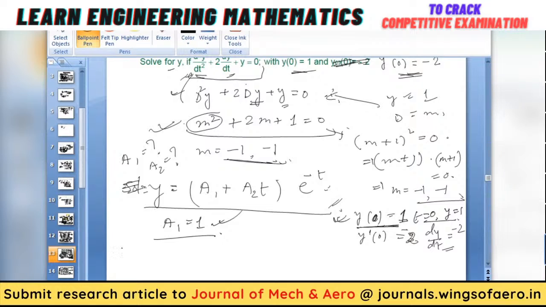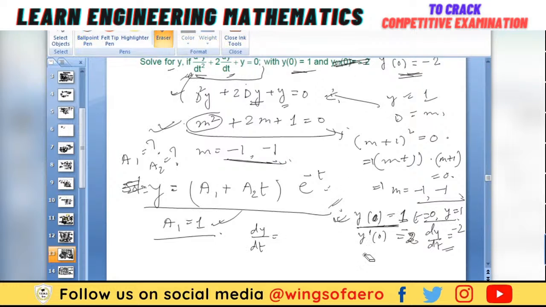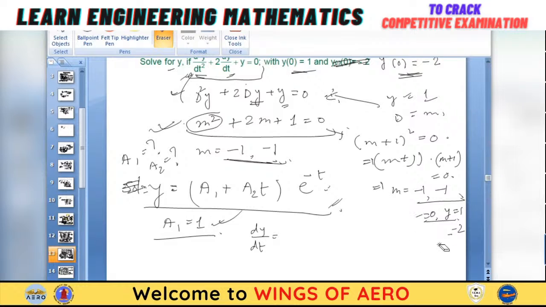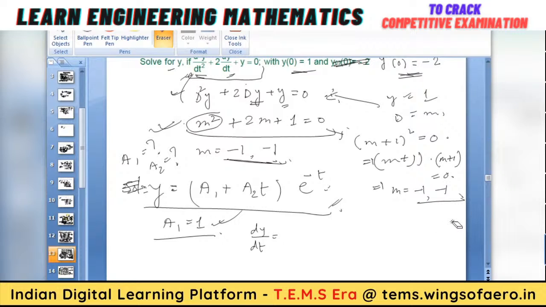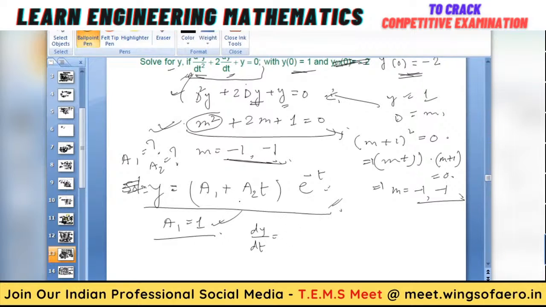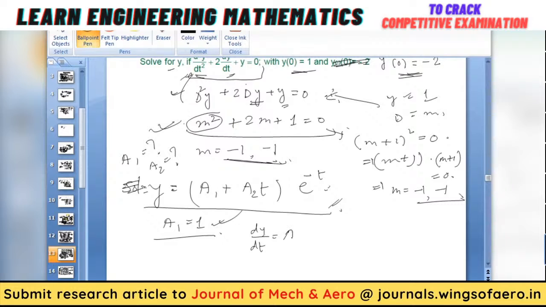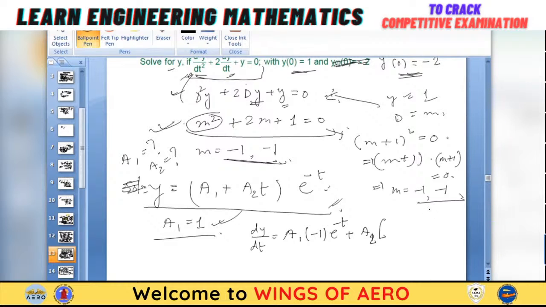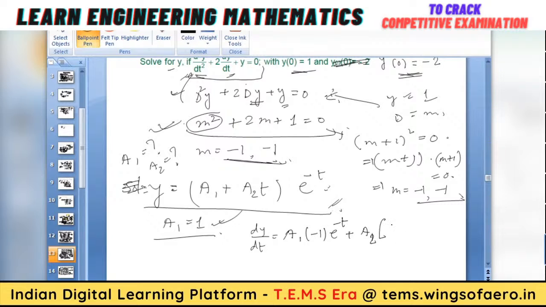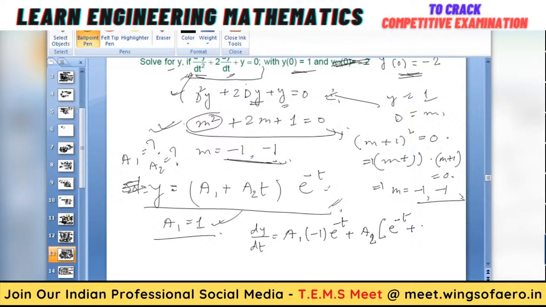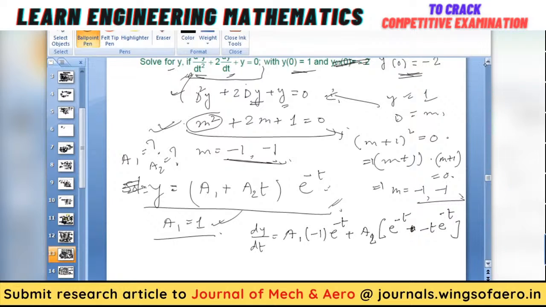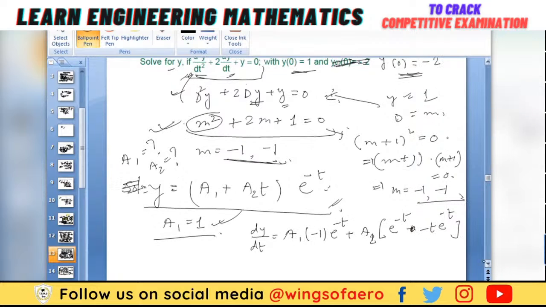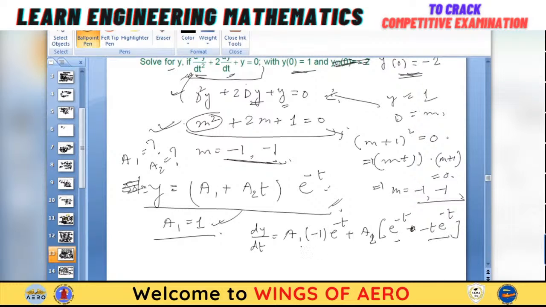Now for a2, second, take the derivative dy dt. If I take the derivative, then it becomes a1 times minus 1 e to the power minus t plus a2 e to the power minus t, and then the derivative of the other part gives minus t. Okay, dy dt. The second condition is y dash 0 equal to minus 2. At 0, e to the power 0 is 1.